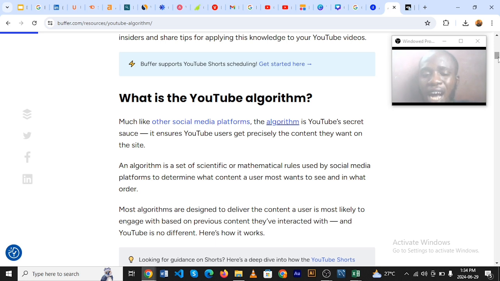So in other words, algorithm is designed in a way where the content the user is most likely to engage on is what YouTube shows the person. So in other words, what the user is intended to do or will engage more on, YouTube shows your content to the person. So in other words, this will help you in one way. It helps you create content that will keep users engaged.